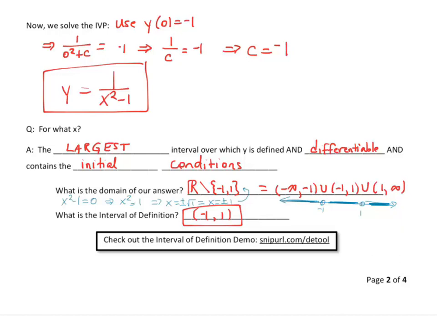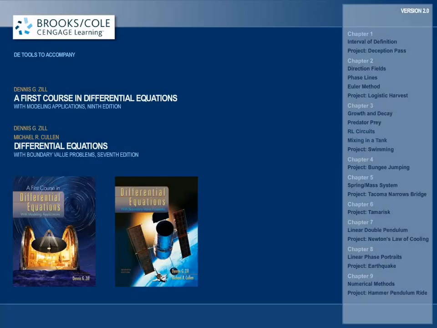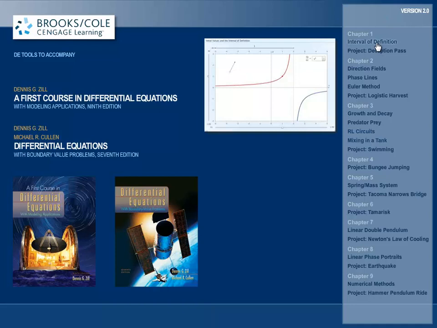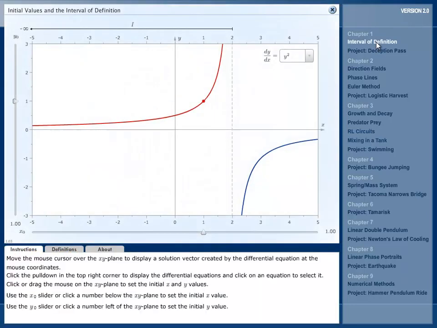All right, now I'm going to take a break and go over to a browser for a second. We're going to take a look at this tool where we can kind of explore how the interval of definition works with a couple of different initial value problem examples, and we can do it visually through the browser. So I'm going to go over to snipurl.com/DEtool to take a look at that. Now I've gone to the URL, snipurl.com/DEtool. This is a tool that's available with our textbook. I'm going to go to the interval of definition under Chapter 1 and take a look at some examples.